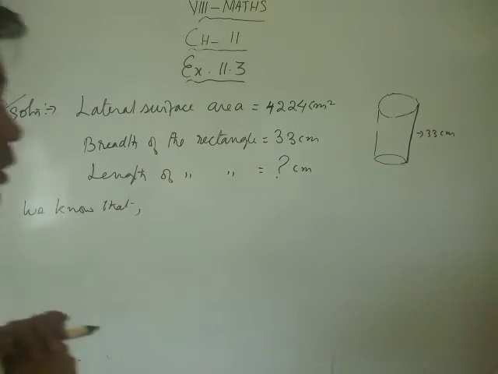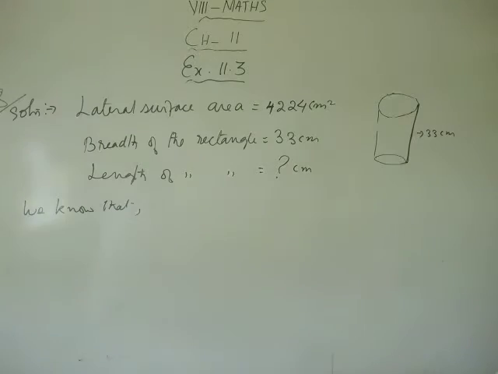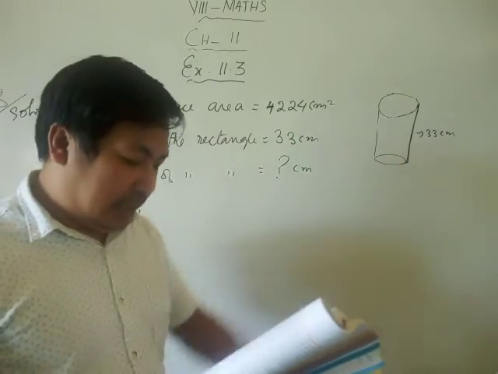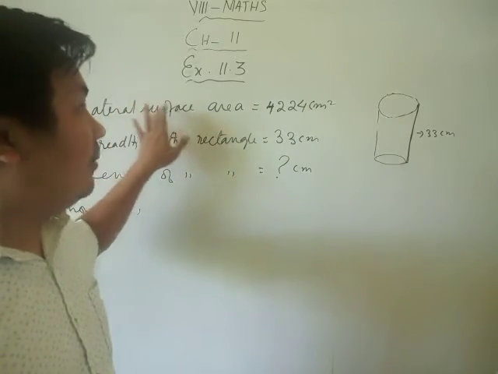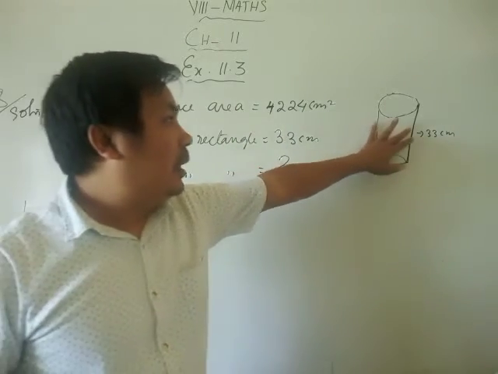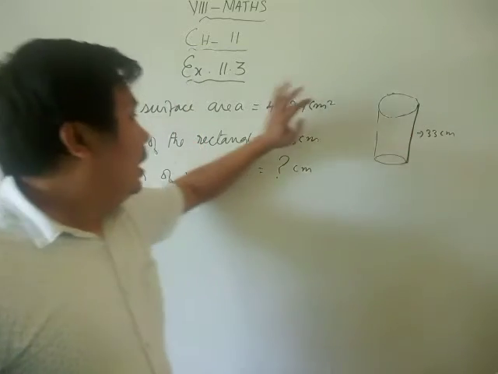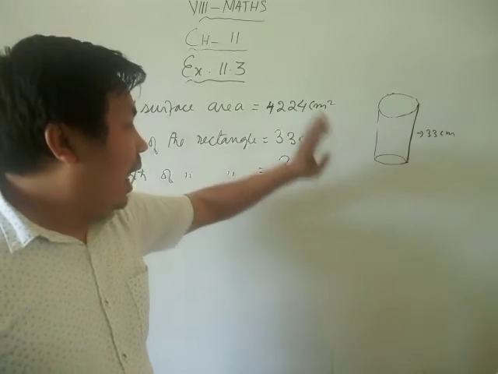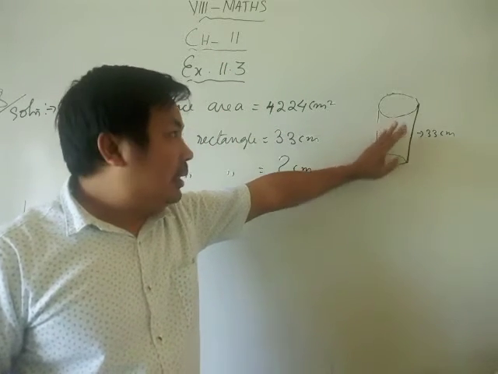Hello, my dear friend. Next we have question number 8. Question number 8 is very simple. I will read out the question. The question says: the lateral surface area of a hollow cylinder. Lateral surface area means the area of the body part, not the top or bottom. It is 4,224 centimeters square.